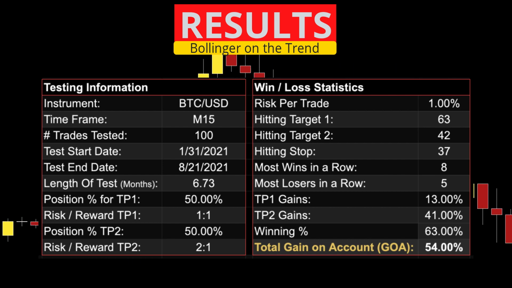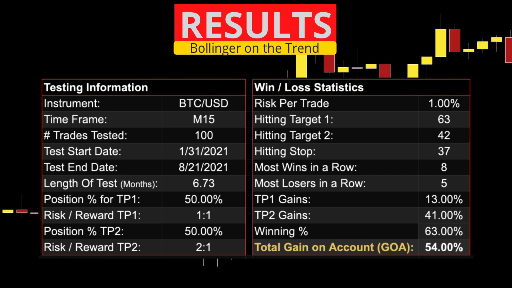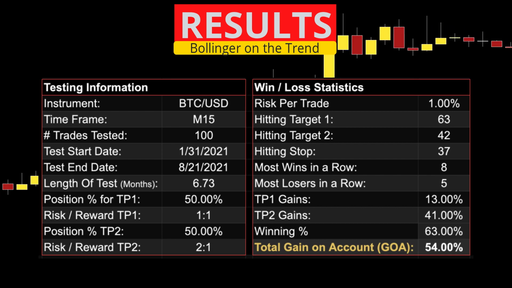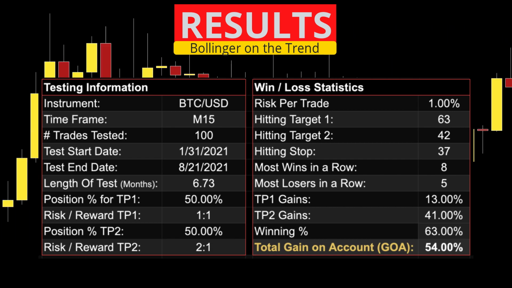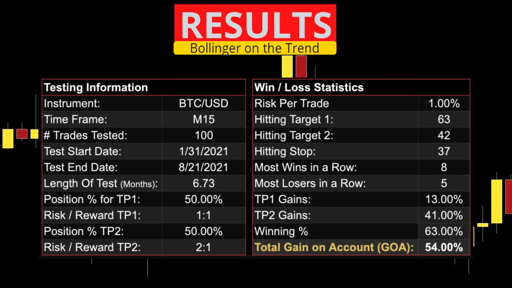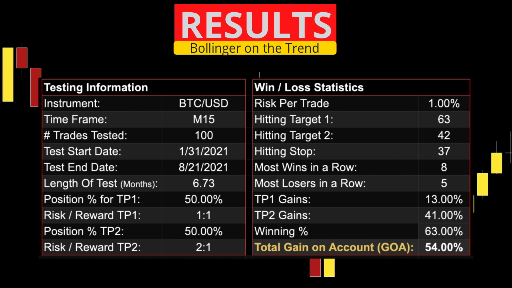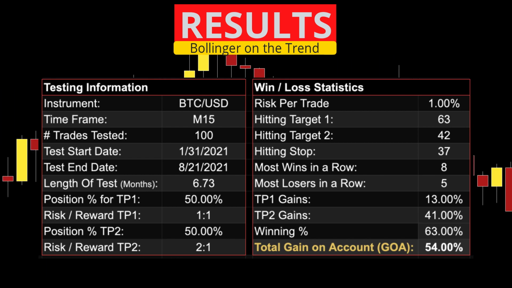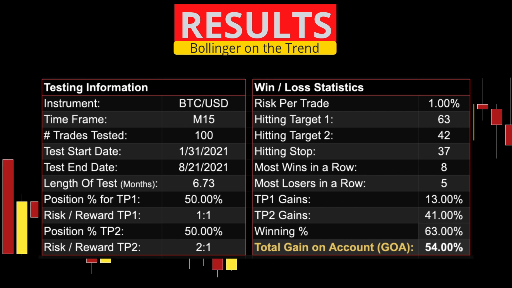63 hit target 1 and 42 hit target 2, which is really, really good. Most wins in a row were 8 and most losses in a row was 5. We ended up with a 63% winning percentage with a 53% gain on account, risking 1% per trade. Risking 2% per trade would have yielded over 100% in gross profits, but stay tuned because this system has a big caveat.